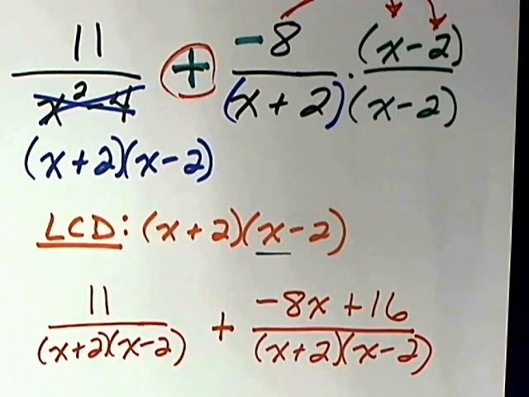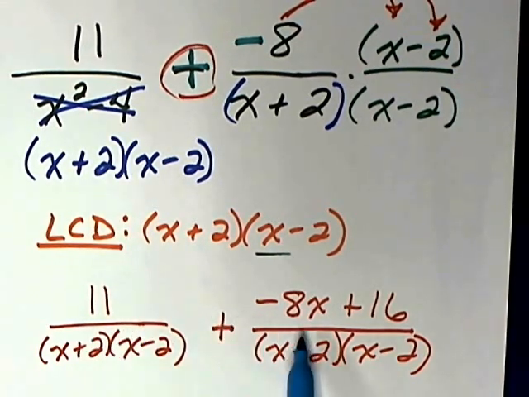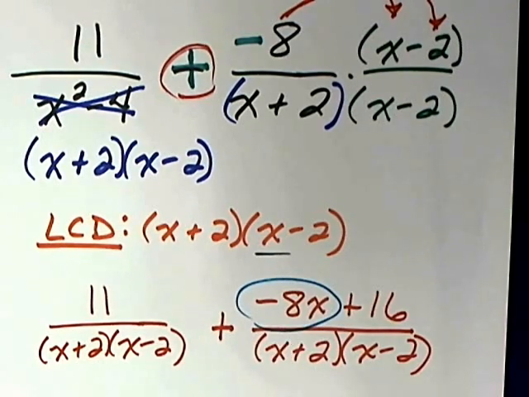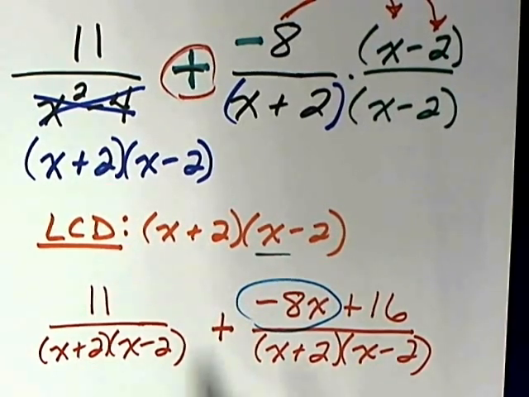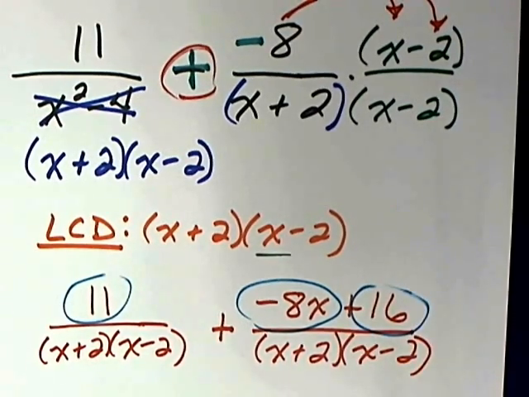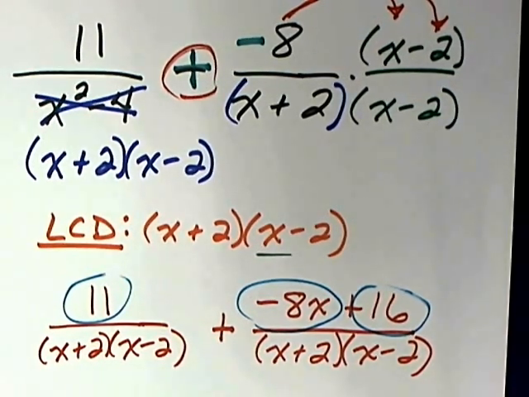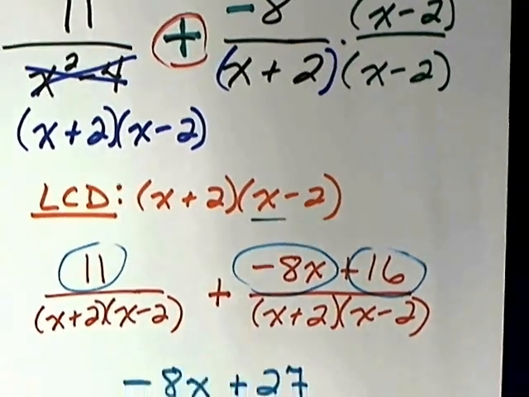Now my denominators are the same, so I can combine any of my like terms that I have on top. I put it in standard form, so I'm looking for variables first. Here's my only term with a variable, so negative 8x comes first. Then I have a positive 11 and a positive 16. That's going to be a positive 27. Remember, the denominator does not change. It stays x plus 2 times x minus 2 in that next step.